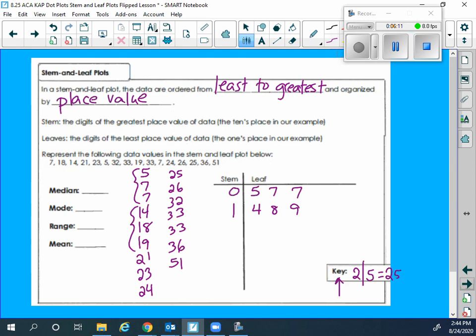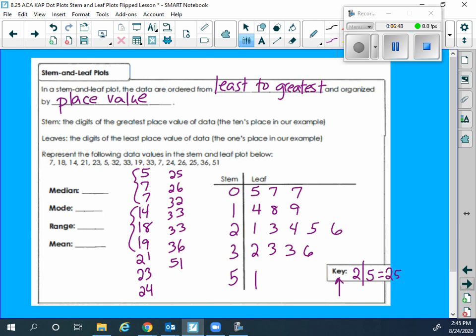Okay? Then we've got our next bunch, which are all in the 20s. We have a 21, a 23, a 24, a 25, and a 26. Okay? Then we've got 30s. We've got a 32, 33, 33, 36. There were 4 things in the 30s. And the last one, we didn't have anything in the 40s, so I don't even need to put that there. And then I have 51. It's not wrong if you put it there, but we don't need it, so we don't have to do it, okay? But this is how you read a stem and leaf plot, okay?